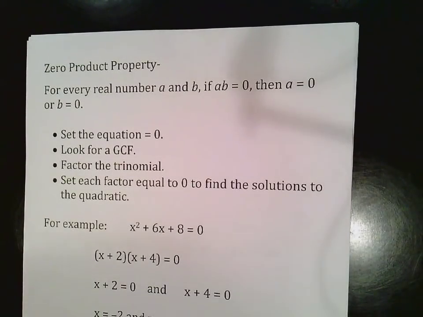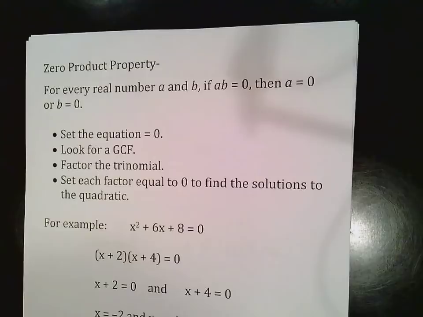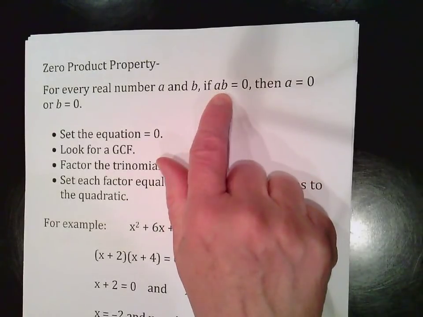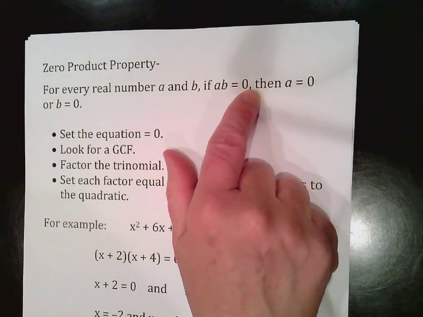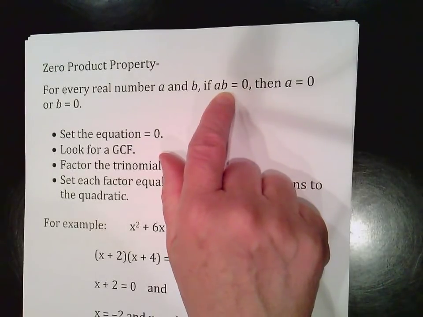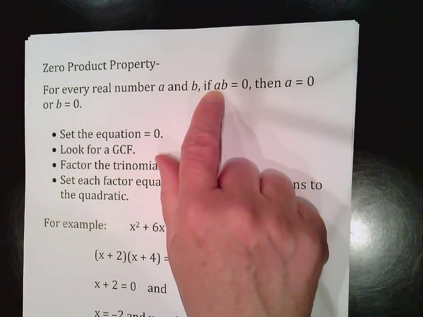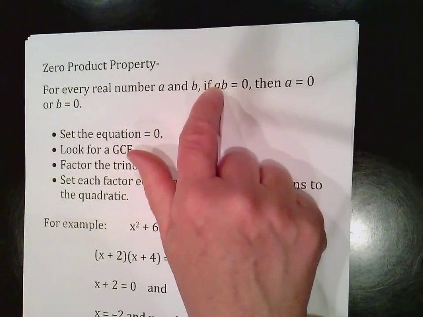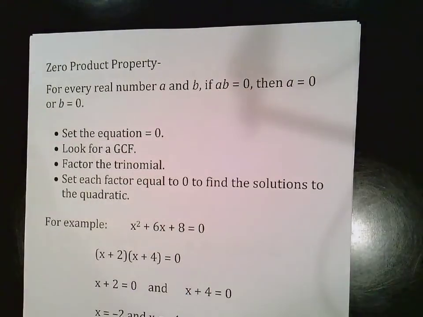The zero product property says that for every real number a and b, if multiplied together they equal 0, then one of the two has to equal 0. Right? So if a is 0, it doesn't matter what b is, because 0 times anything is 0. And if b is 0, it doesn't matter what a is. So if these two things multiply to be 0, then one of those two terms has to be 0. That's what the zero product property is.